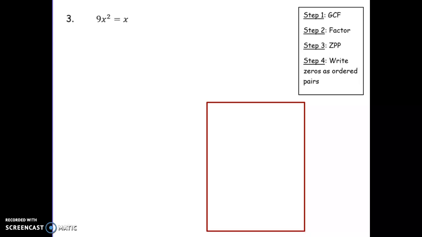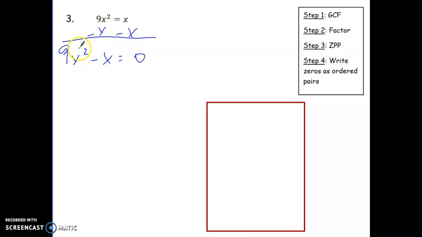All right, so let's look at this one. This one I can see is a little bit different. I only have 2 terms instead of 3, so we're going to have to use a different factoring method. But still, that first step, if I'm going to use the zero product property to solve, I have to have a 0. So I'm going to subtract x on both sides. 9x squared minus x. Those are not like terms, right? So I can't put them together. One of them's x to the second, one of them's x to the first.